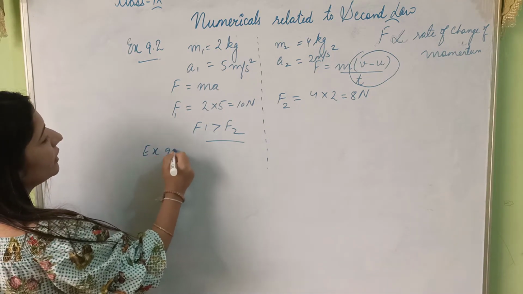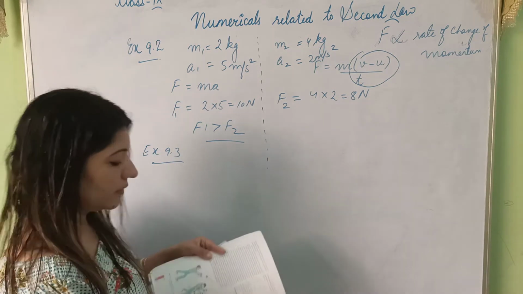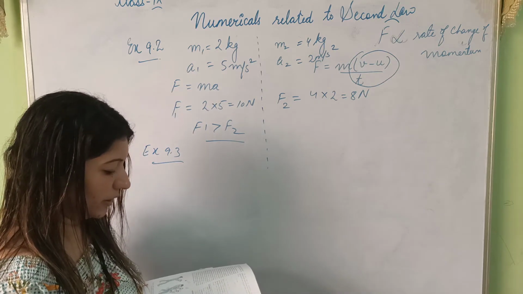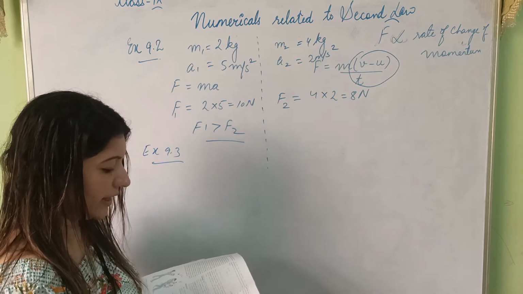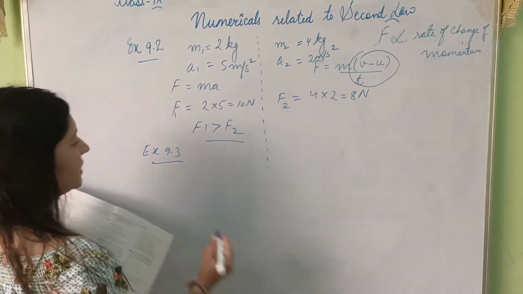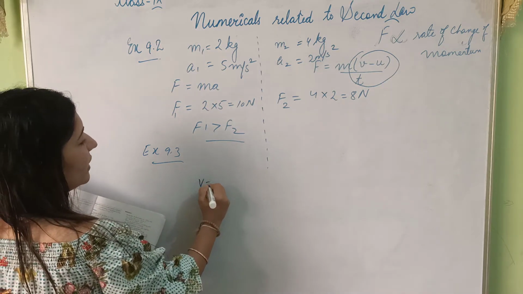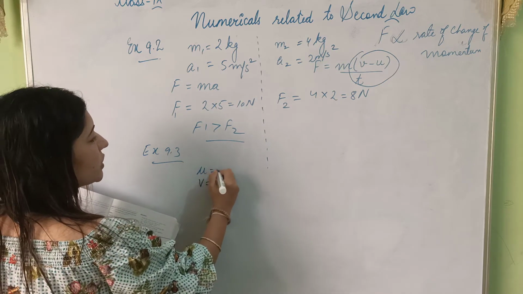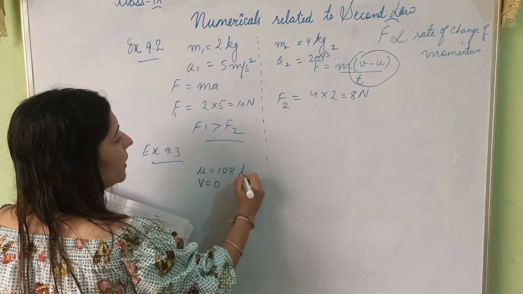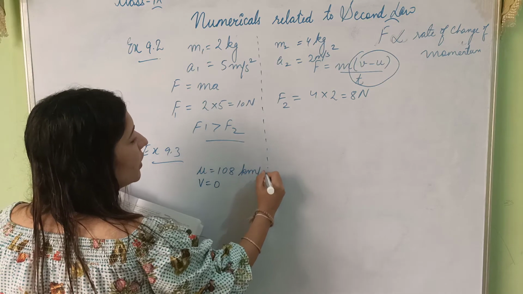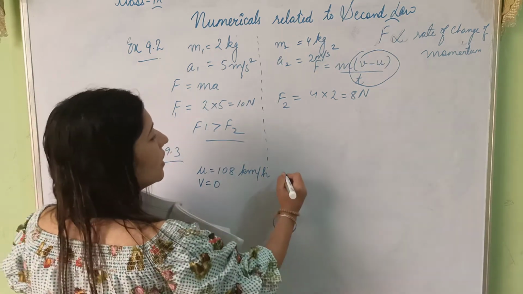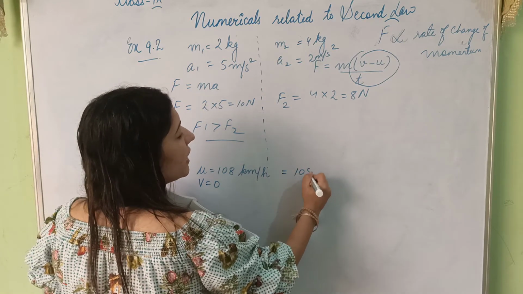Coming over to example 9.3. A motor car is moving with a velocity of 108 km per hour and it takes 4 seconds to stop. That means if it applies brakes and stops, final velocity is 0. Initial velocity was 108 km per hour. We'll convert it into its SI unit, meters per second. So the formula is multiply by 5 by 18.